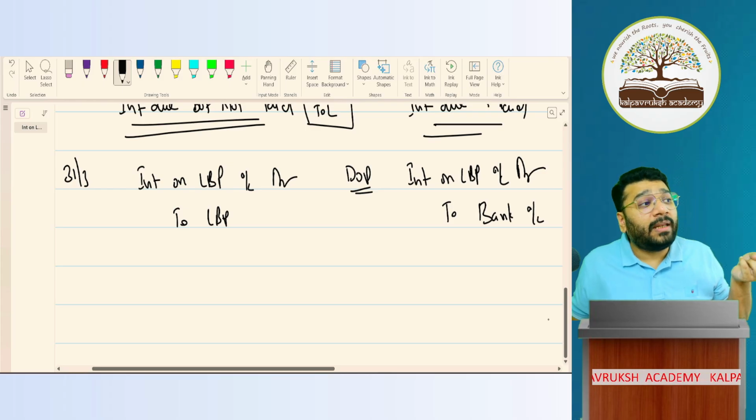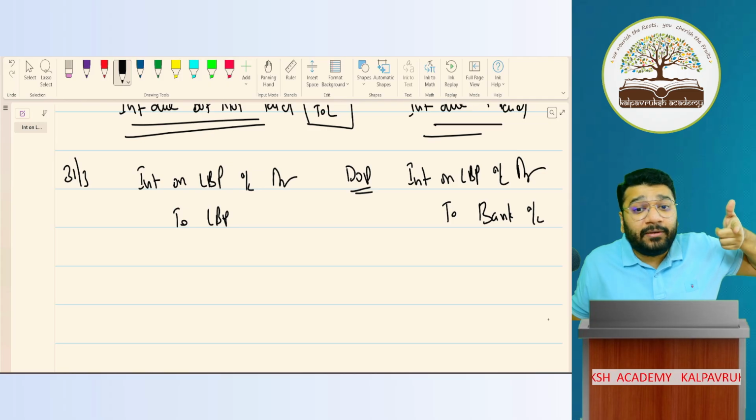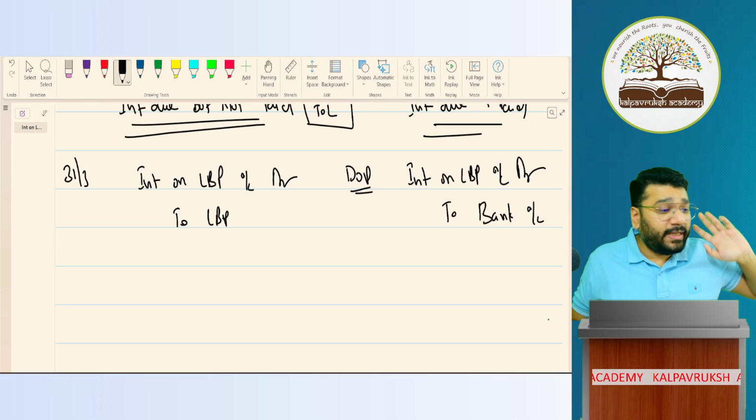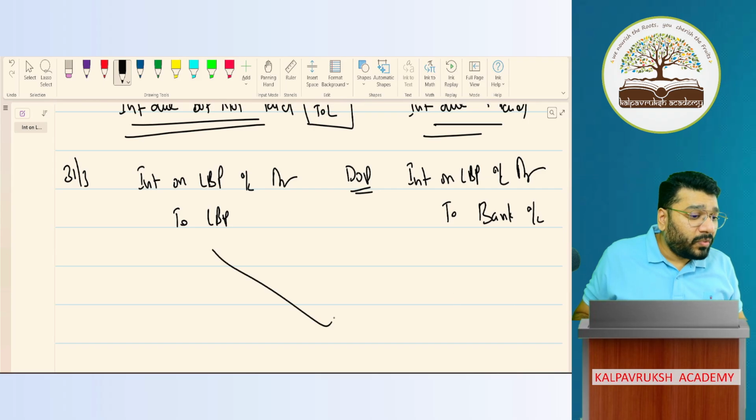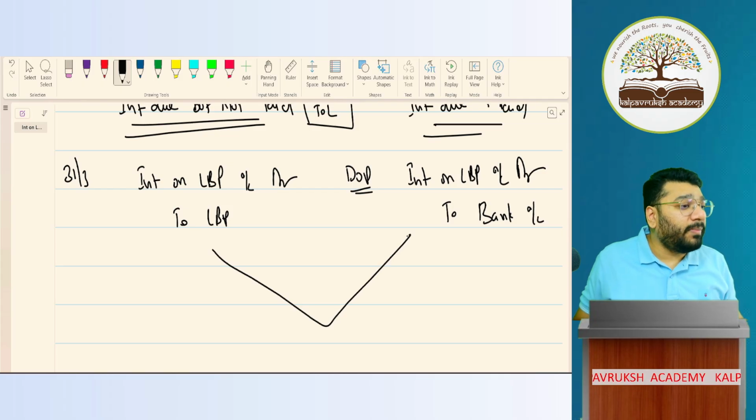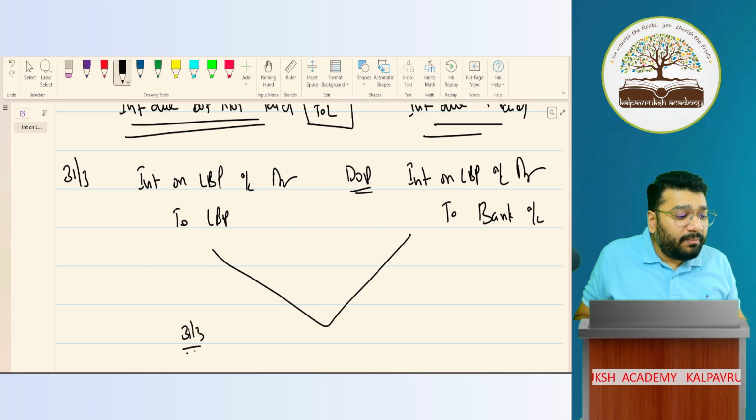We have to close that nominal account at the end of the year by passing a closing entry. Now, what is the closing entry? For both of them, closing entry is going to be common, which I will pass on 31st of March.